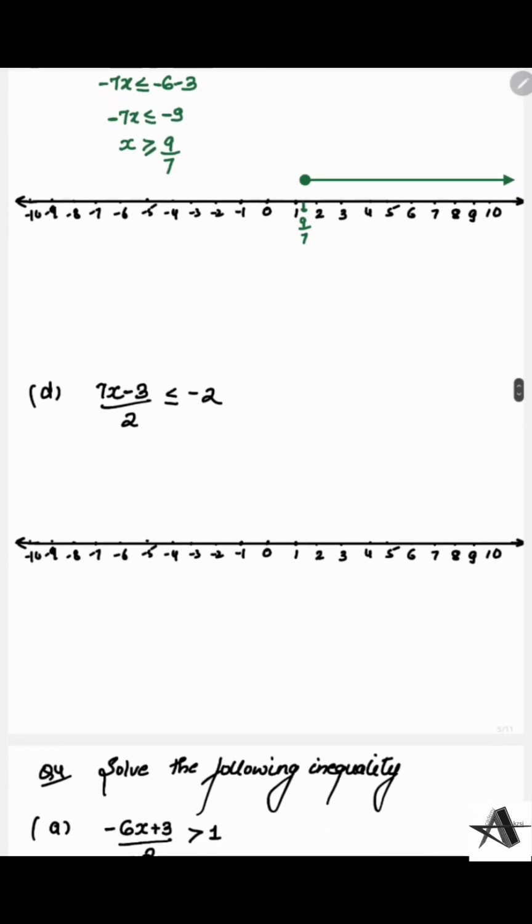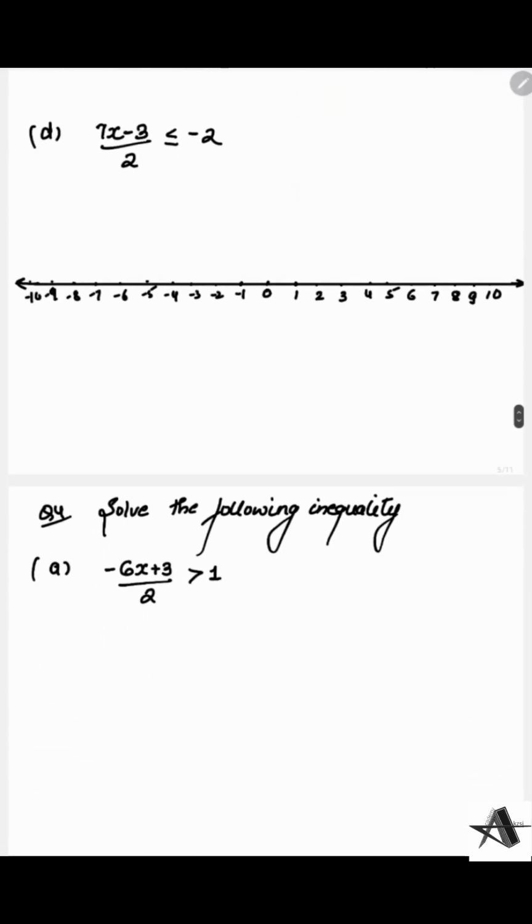Moving on to part D. Part D says 7x minus 3 over 2 less than or equal to negative 2. First thing, because I need to isolate x, I need to make it alone. In order to do so, I need to multiply both the sides by 2, because I need to remove this denominator. So let me multiply both the sides by 2. You will get 7x minus 3 less than or equal to negative 4.